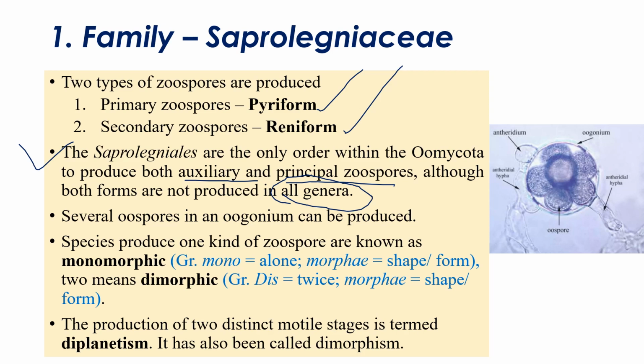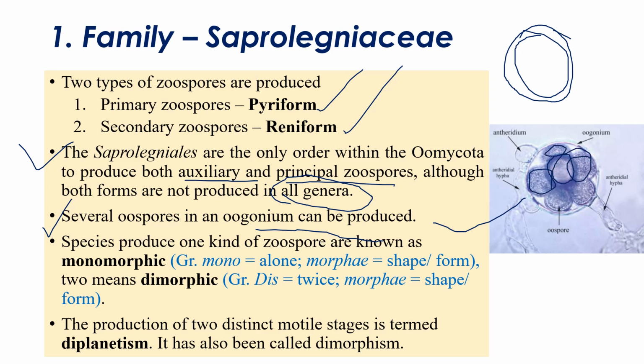Due to the production of two kinds of zoospores, it is called diplanetism or dimorphism. Di means twice, morpho means shapes. Generally, diplanetism is the production of two kinds of zoospores. The shapes I have given here. Here several oospores in an oogonium are produced. That is also one of the special features. If you see Pythium and Phytophthora, in an oogonium only one oospore is produced. In Saprolegnia, several oospores are produced in an oogonium. That is also one of the important and special features of the Saprolegniales.